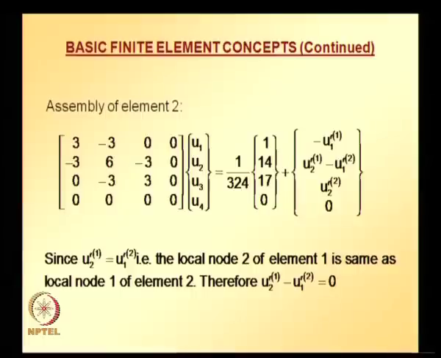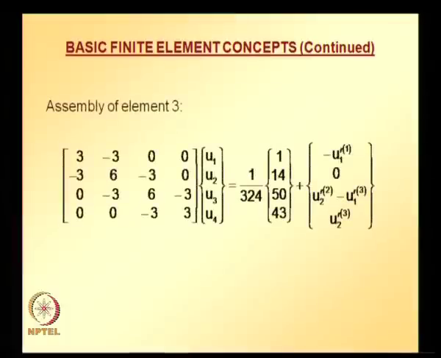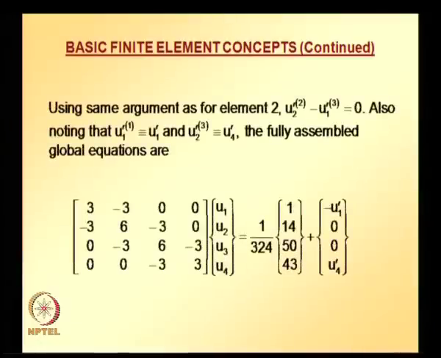Now let us look at the contribution of element 3. Similarly you note that local node 2 of element 2 is same as local node 1 of element 3. So with that argument, u2 prime for element 2 minus u1 prime for element 3 is equal to 0. And now finally the global equation system looks like this.